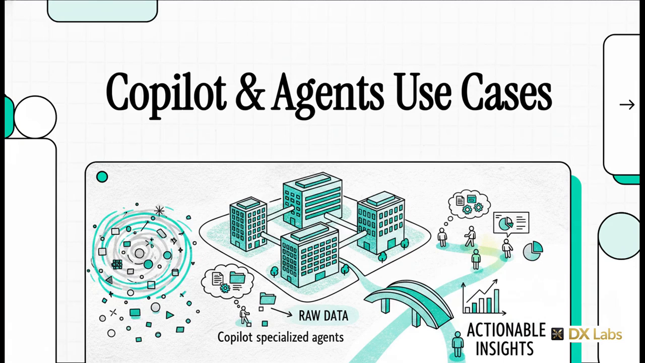Imagine Microsoft 365 as this massive corporate campus. Now, Copilot and its specialized agents, they're basically your dedicated staff, helping you navigate through tons of data and delegate those really complex tasks. In this explainer, we're going to explore exactly how to deploy these digital workers effectively so you can finally bridge that gap between raw data and actionable insights.